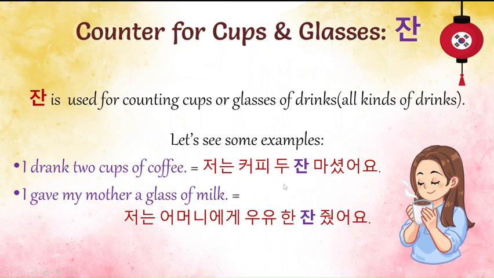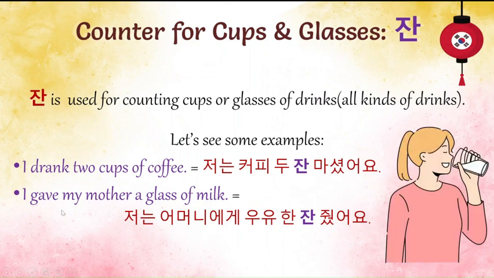Let's see the examples. I drank 2 cups of coffee. 저는 커피 2잔 마셨어요. Here, coffee in Korean is 커피. It is a loan word. 2 cups. 2잔. 2 cups of coffee. 커피 2잔. Okay, so this is how we use the counter 잔 in sentences.